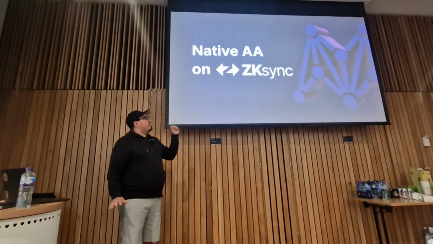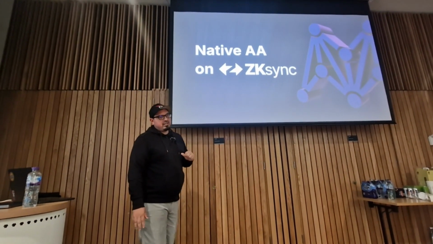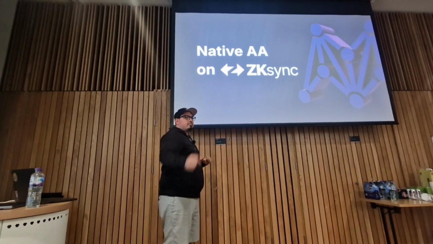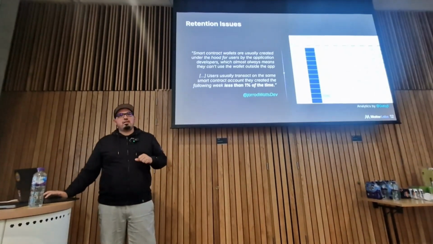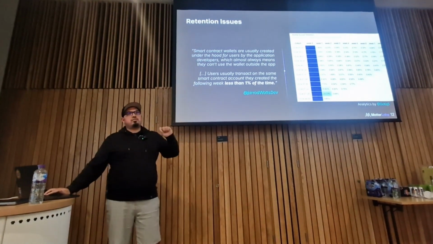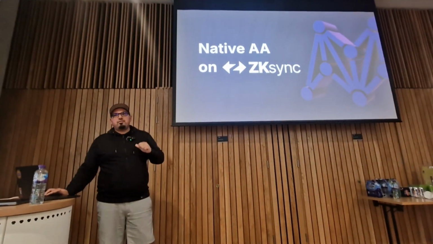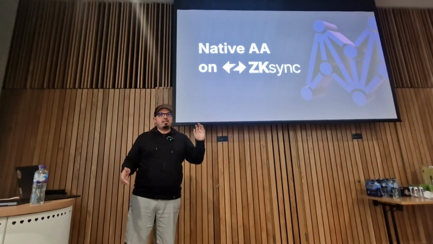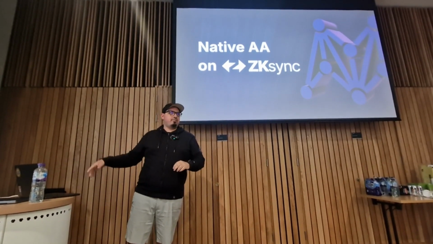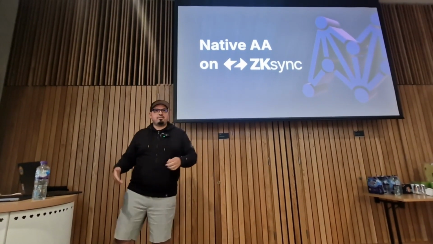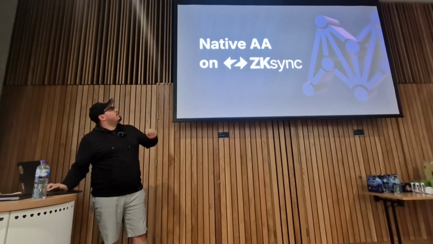But this is where native account abstraction comes in with ZKsync. Yes? Were those stats for the regular wallets? No, this was the smart contract wallets. Right, okay. Yep. And anyone feel free to ask questions. I'll also have a section at the end for deeper questions if things come up and you don't remember.